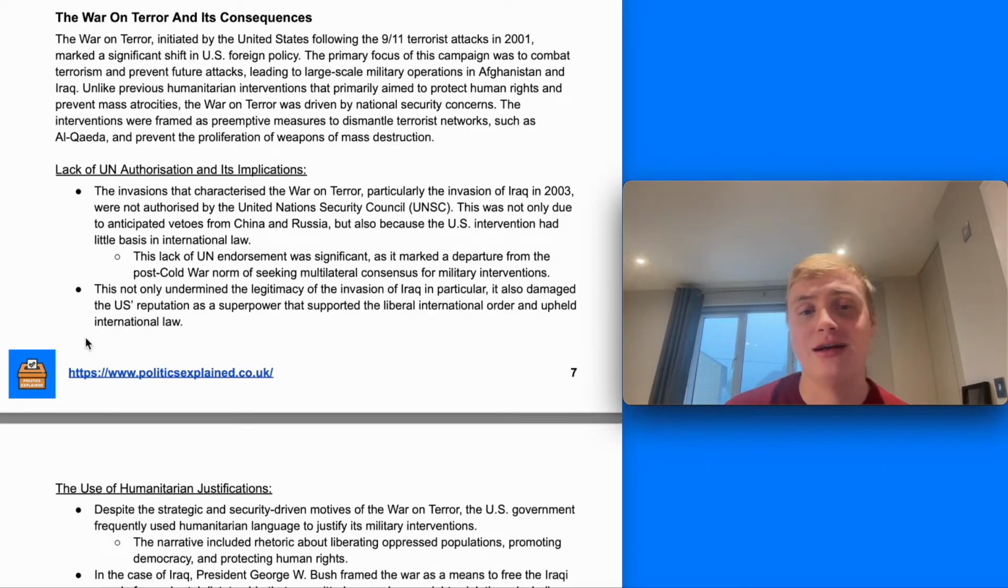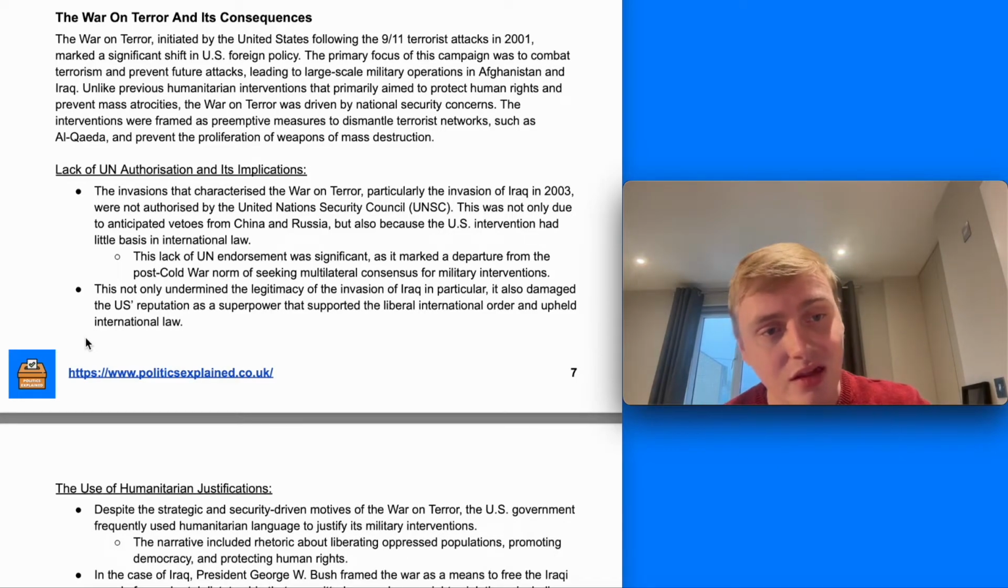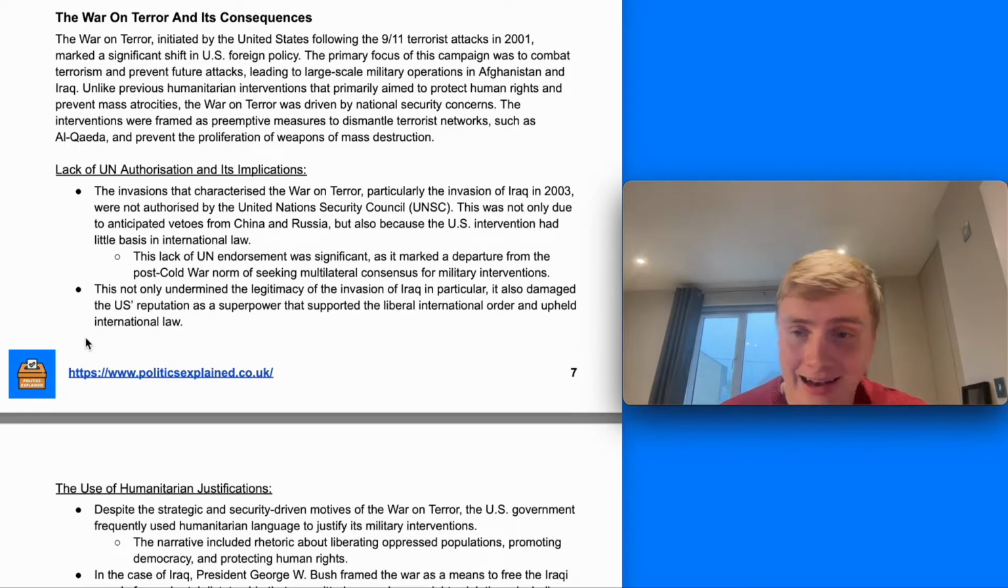This was really significant, the lack of UN endorsement, as it marked a departure from the post-Cold War norm of seeking multilateral consensus for military interventions, which obviously in the post-Cold War period was a lot easier for the United States, because it was so unipolar and China and Russia were much weaker than they were at this time. Even though they're still weak in comparison to what they are today, they had grown in power significantly. This not only undermined the legitimacy of the invasion of Iraq in particular, it also damaged the United States' reputation, as it had claimed to support the liberal international order and uphold international law. But it clearly demonstrated here that it doesn't care about that if that international law and that international order prevents it from doing what it wants to do.